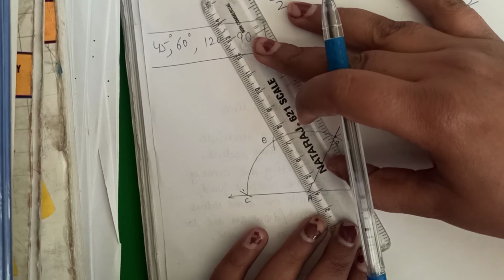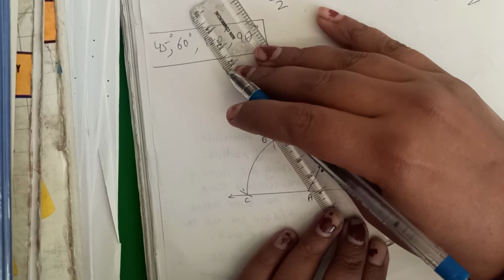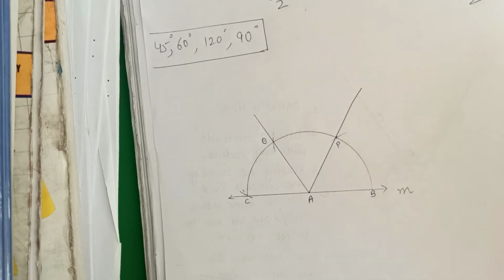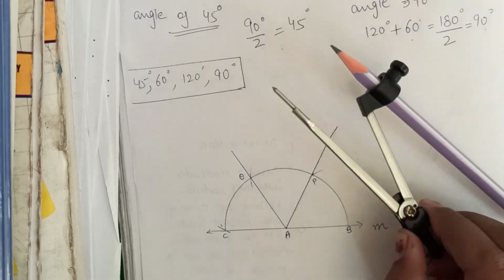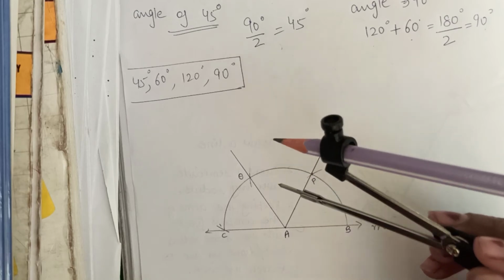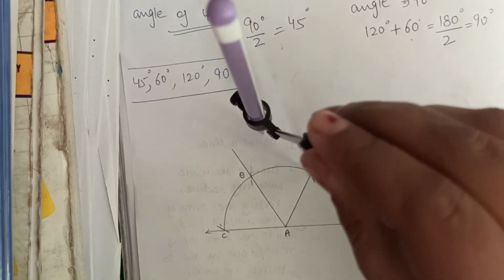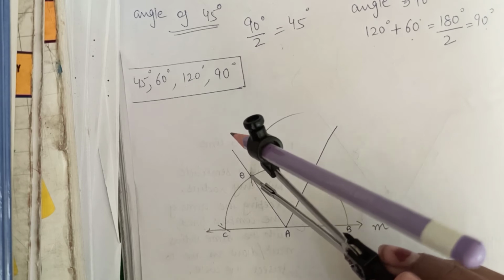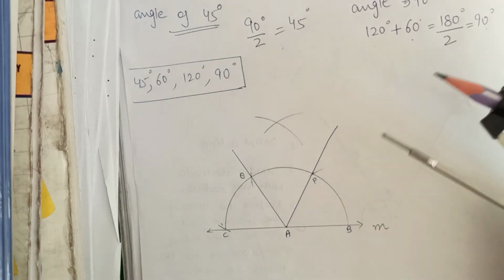Now with the Q, like this. Okay, now we know that half of 60 and 120 is 90. Without changing or disturbing the arms of the compass, put it on the point P, mark an arc like this. Now put it on the Q and mark an arc like this, right?